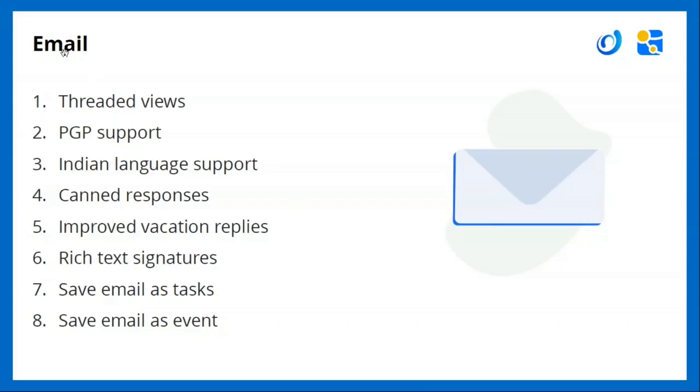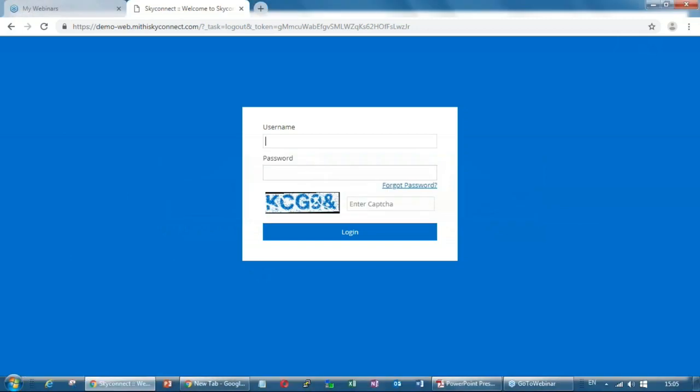To start with, we'll take the email application. What all new features are there in this? In this email application, you will get threaded views, PGP support, that means encrypted emails, Indian language support, canned responses, that means you can have your own templates of responses, improved vacation replies, rich text signatures, and you can save emails as tasks or events. So let's have a look at how it looks.